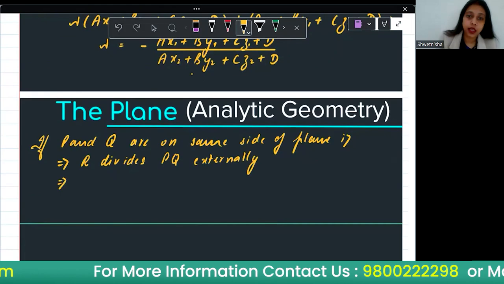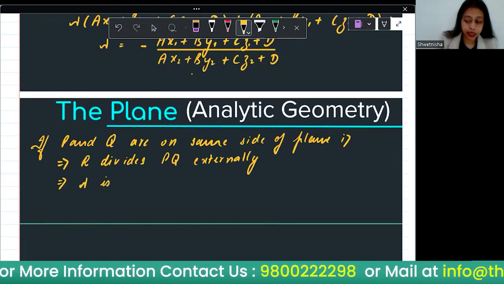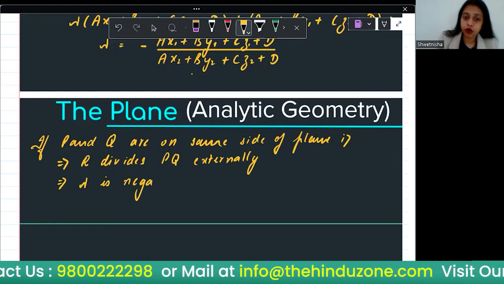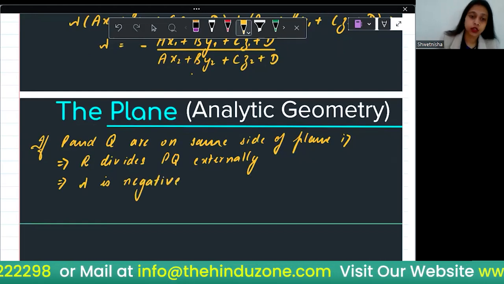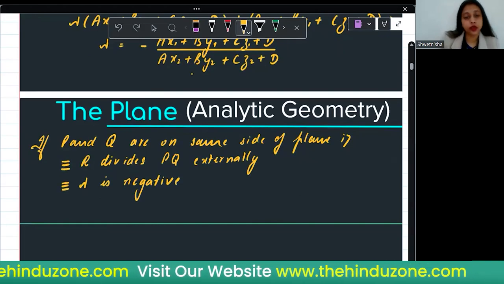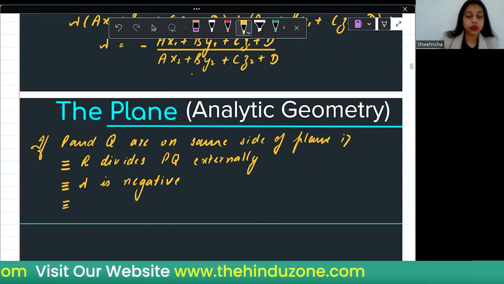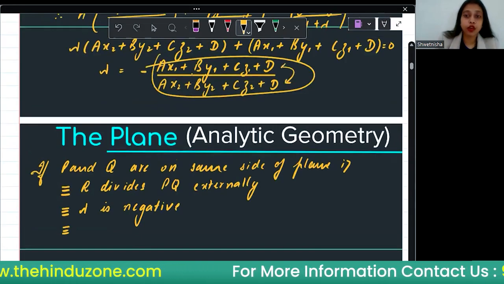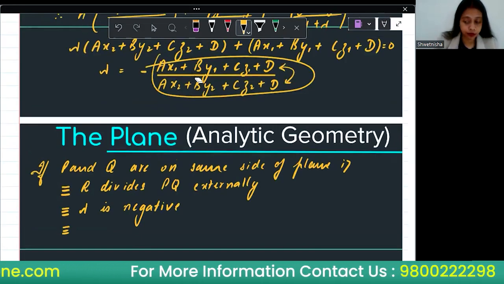It implies lambda is negative. All of them are equivalent statements. Or I should write like this: this is equivalent to lambda is negative. So if this expression is negative, that means they have to be of the same sign.